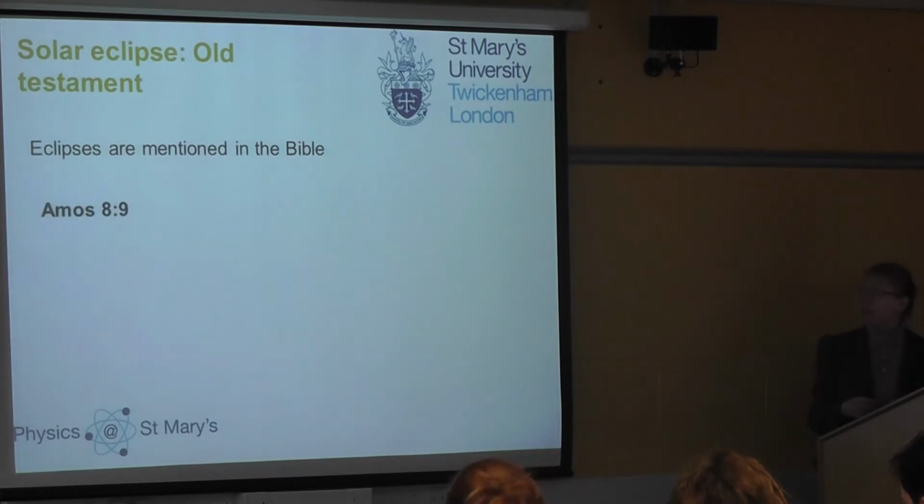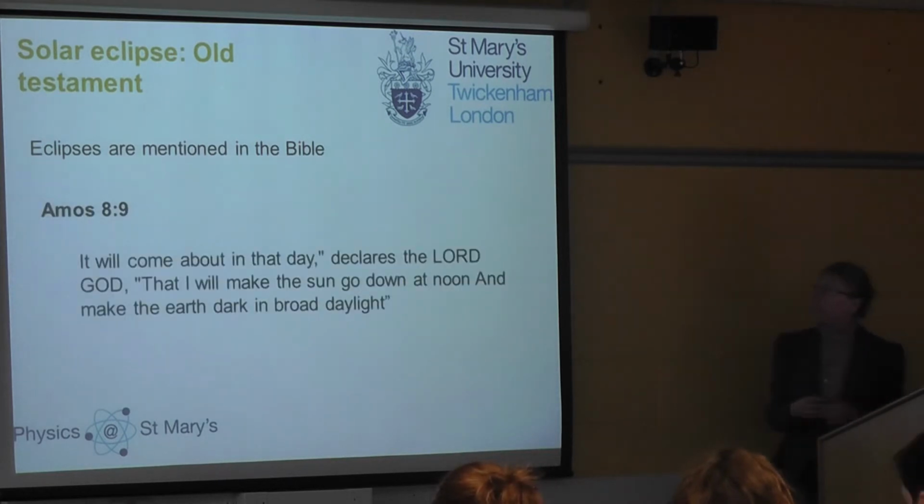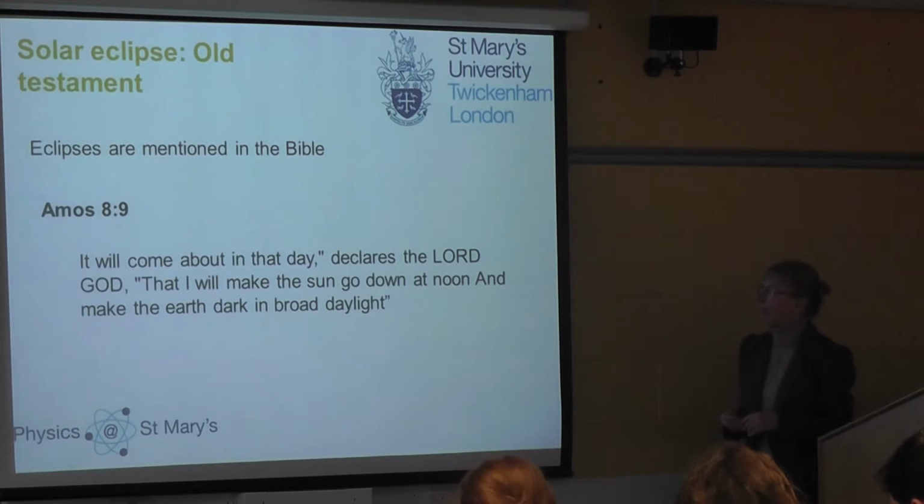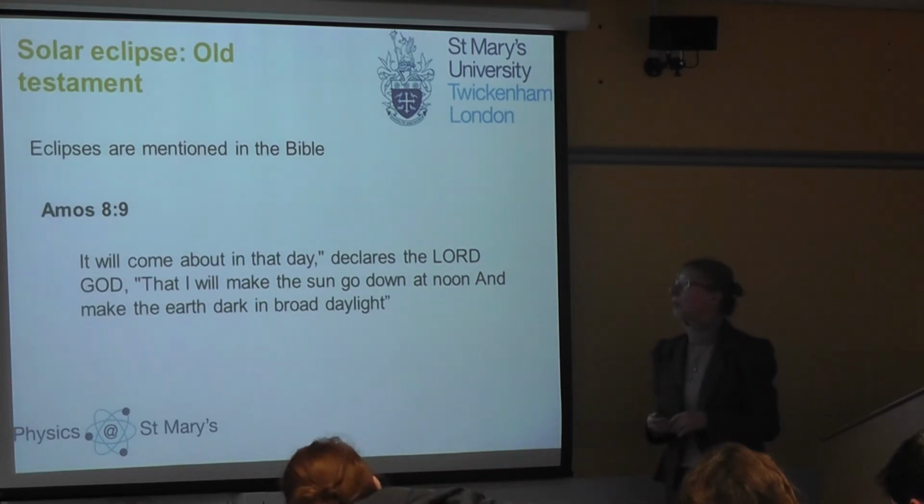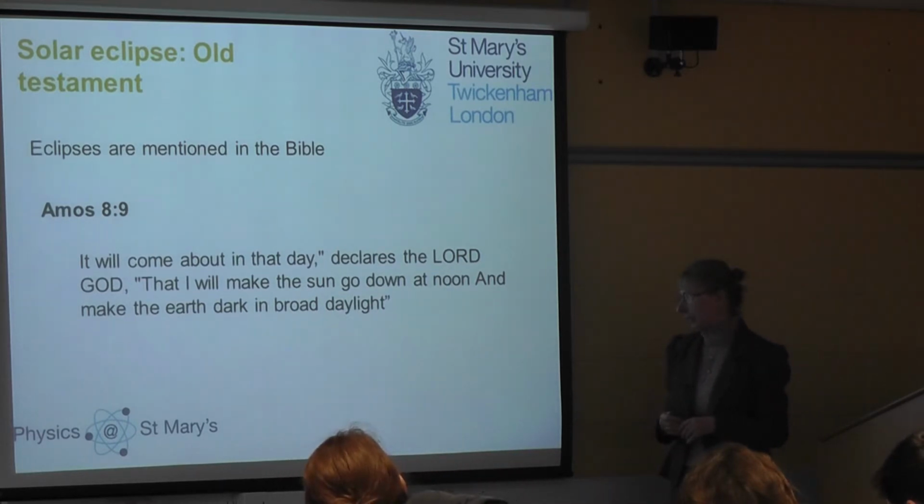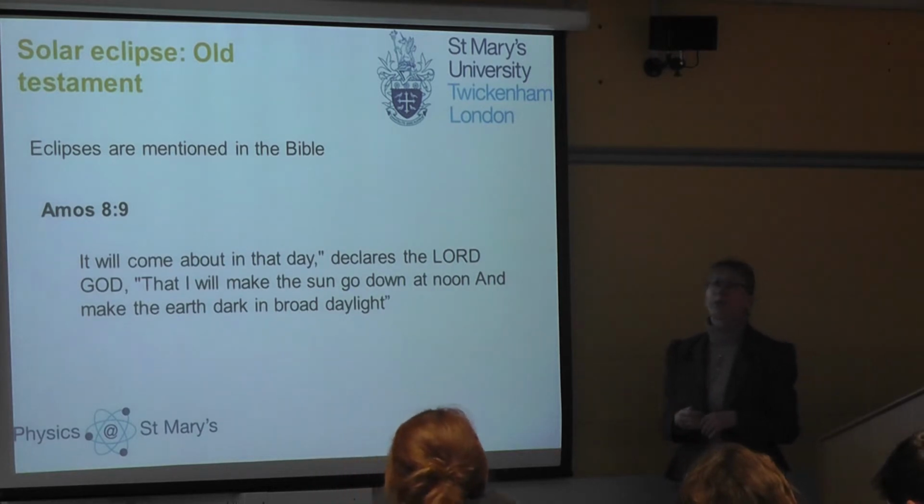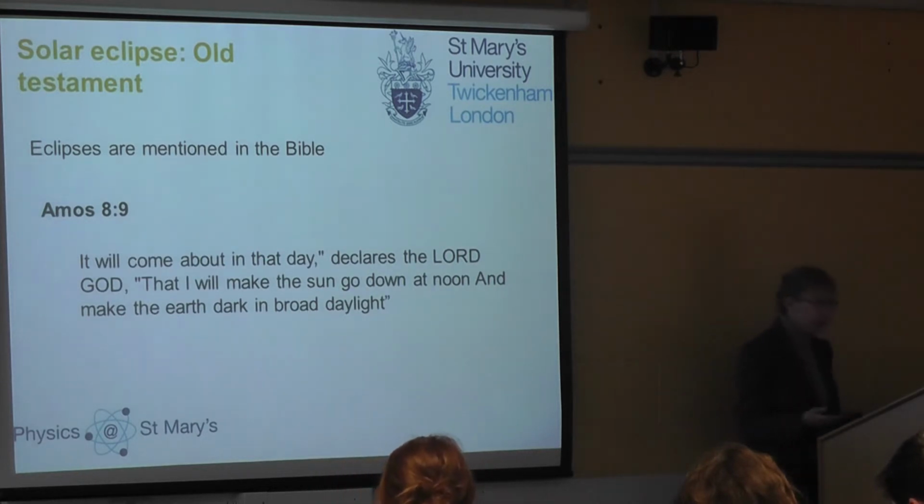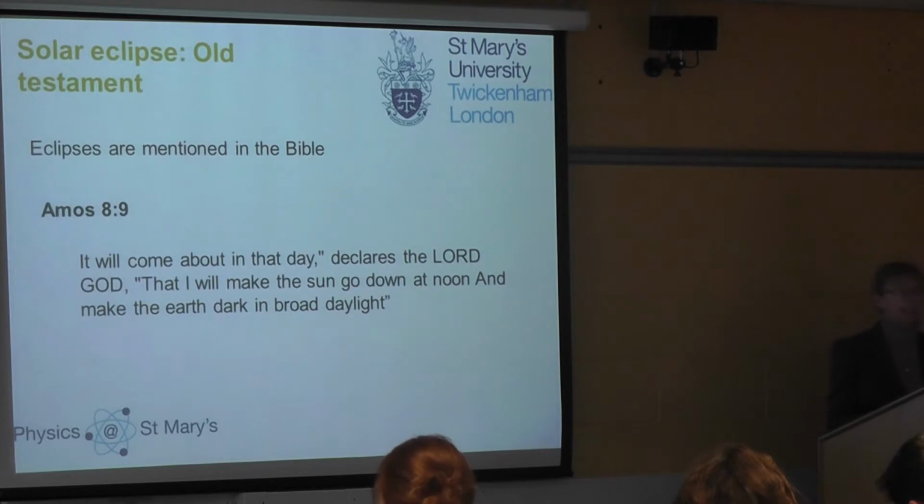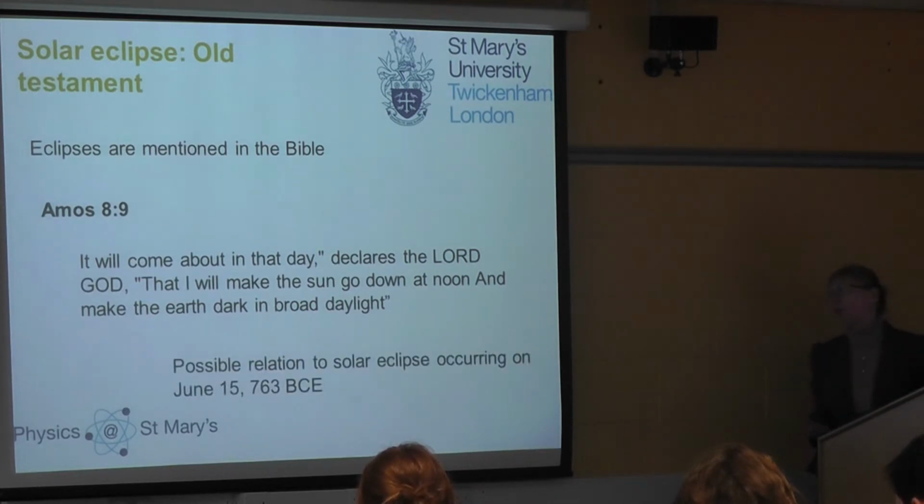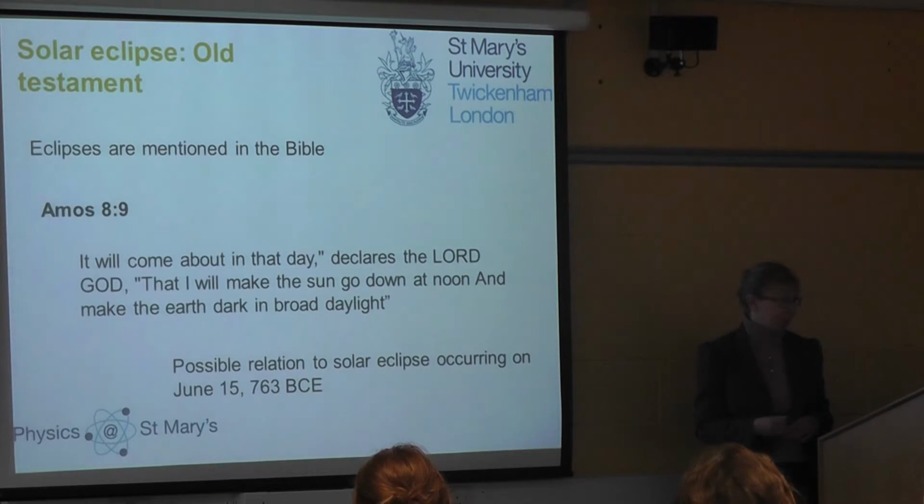Another one is in Amos 8:9. It will come about in that day, declares the Lord God, that I will make the sun go down at noon and make the earth dark in broad daylight. So again, this is a nice description of a solar eclipse, and there is a possible relation to a solar eclipse that occurred in 763 BCE.